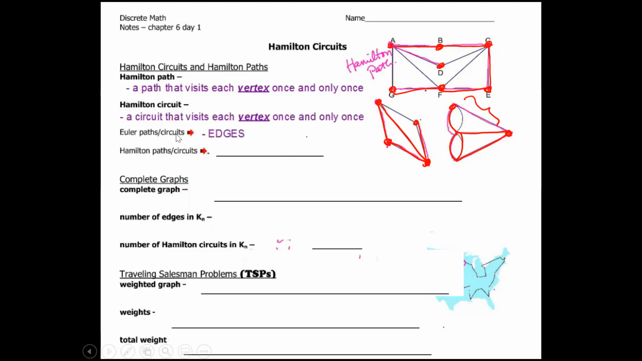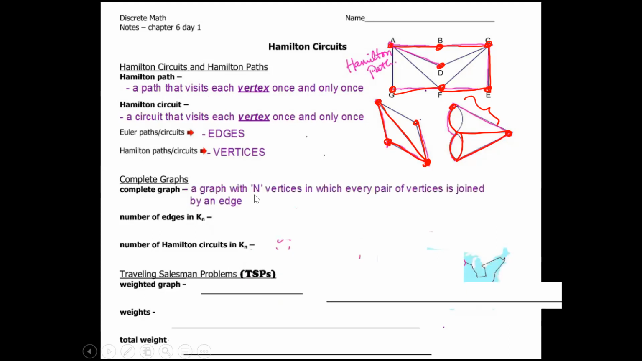Euler's paths are basically involved with edges. Hamilton's paths and circuits are with vertices. So make sure you fill out the blank. Let's look at the complete graph. A complete graph means a graph with n vertices in which every pair of vertices is joined by an edge. The number of edges is always represented by K sub n.